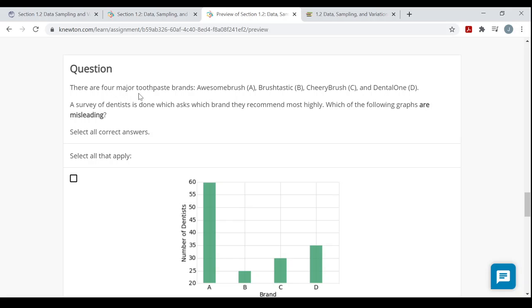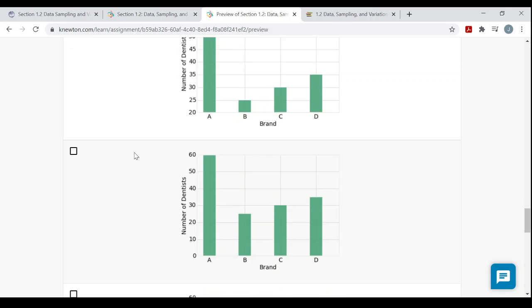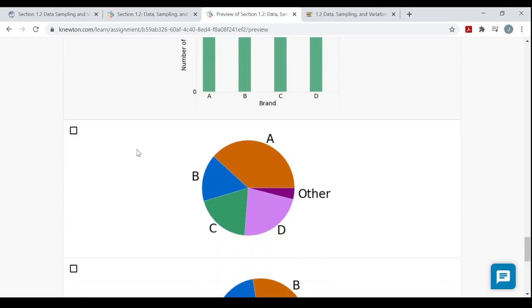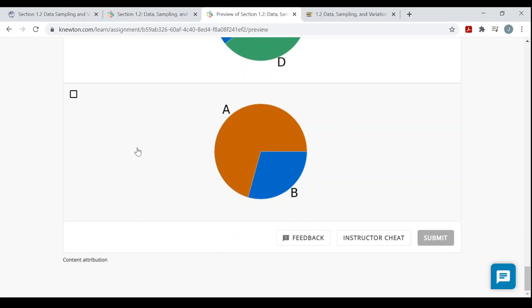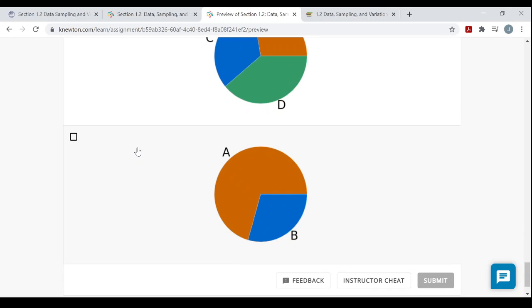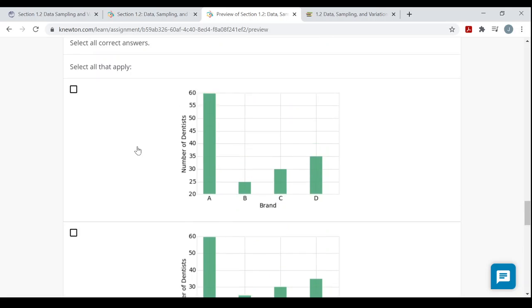There are 4 major toothpaste brands: Awesome Brush A, Brushtastic B, Cheery Brush C, and Dental One D. A survey of dentists is done which asks which brand they recommend most highly. Which of the following graphs are misleading? Now, it says select all that apply.